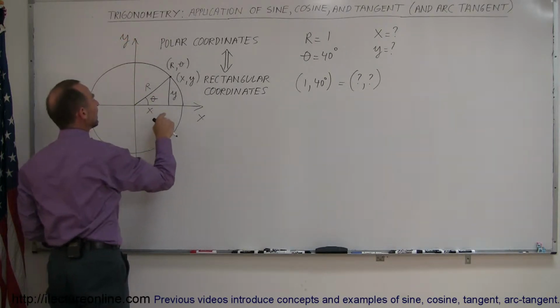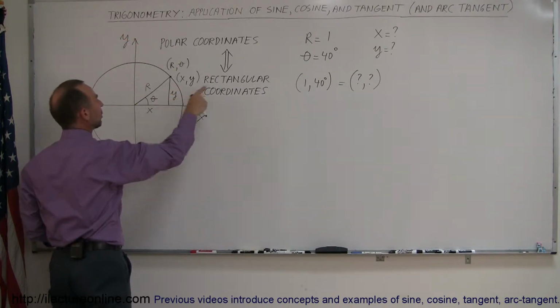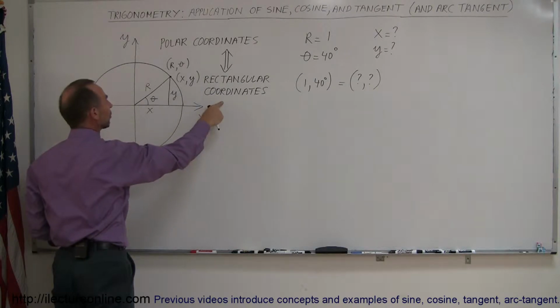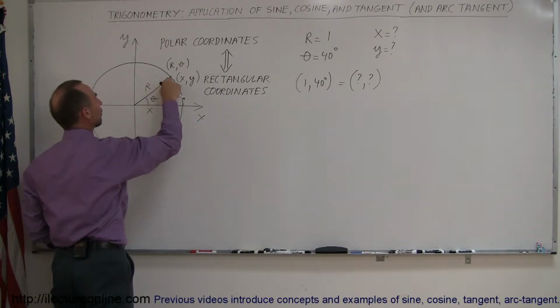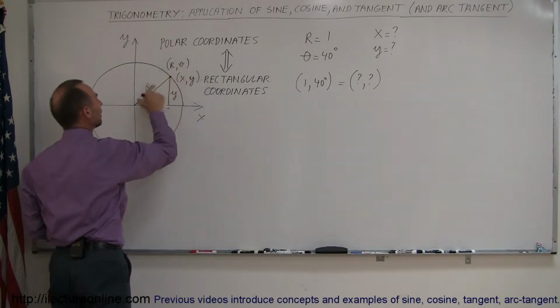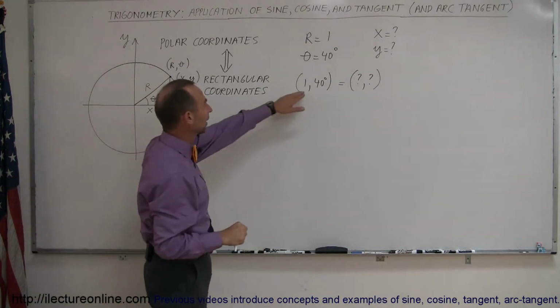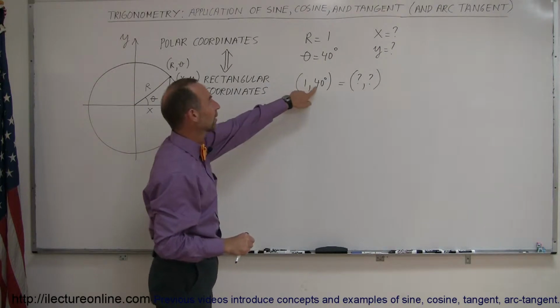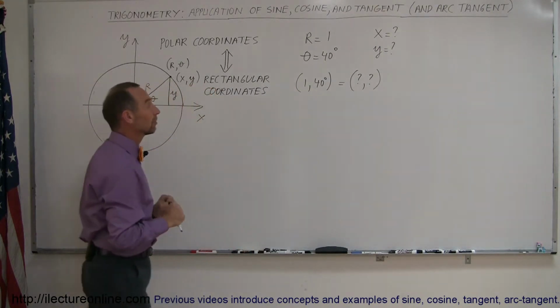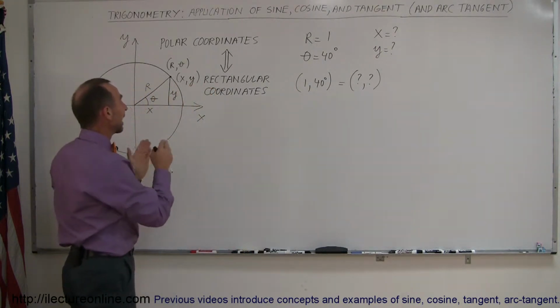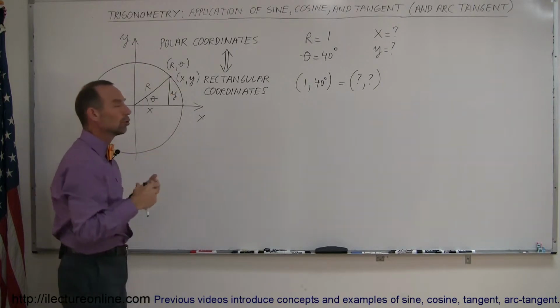And we want to know what the equivalent coordinates are in the Cartesian coordinate system, or rectangular coordinate system. So if we express the point right there in terms of r and theta, the radius of the circle and the angle with respect to the x-axis, we would write it like this: radius 1, angle of 40 degrees. And now we want to convert that in terms of x and y, what we're usually used to.